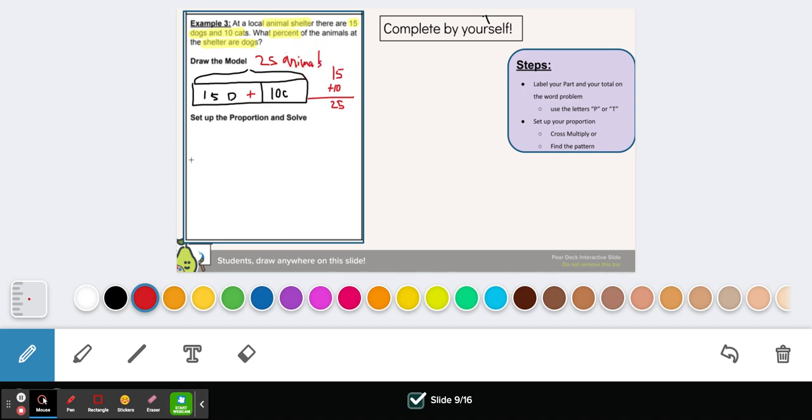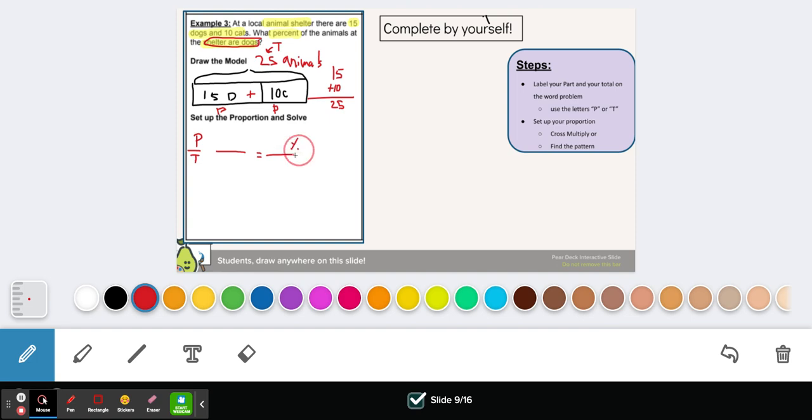So if I have my 25 animals, I know this is going to be my total. So I'm going to label this as my total. This means that 15 is my part, and so is my 10 cats. So it's telling us to set our proportion up. But keep in mind, we are only looking for the percent of dogs that are in the shelter. So I'm going to set up my proportion, part over total.